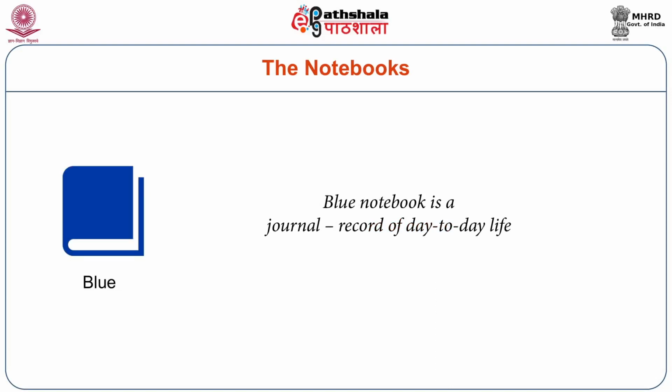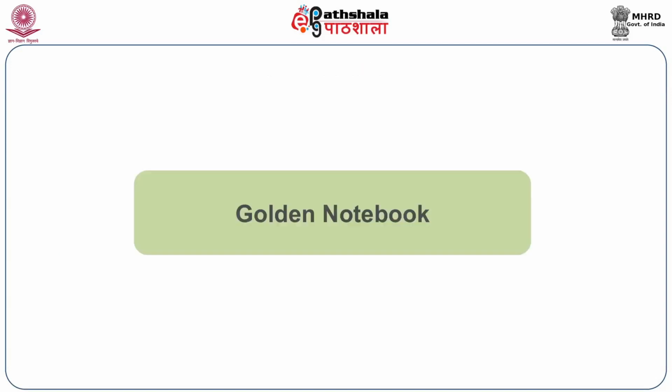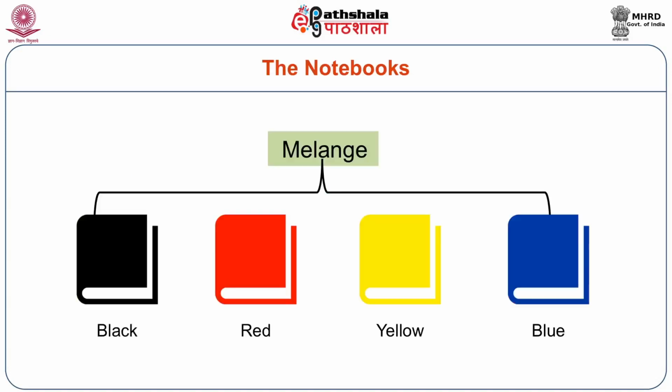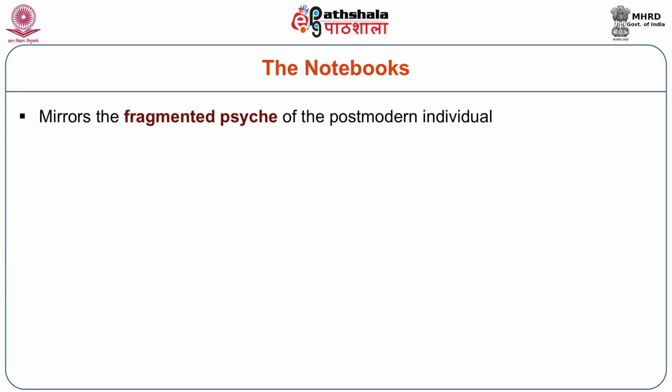We have now mentioned 4. Now there is something called the golden notebook. We have talked about these 4. We will look at the gold. What is it that makes the golden notebook? These 4 notebooks become a composite. They become a kind of a melange. These notebooks mirror the psyche, the fragmented psyche of the contemporary or the postmodern individual. When we use the image of the mirror, and then when we talk about a fragmented psyche, now think of the effect that it has. There would be further fragmentation.